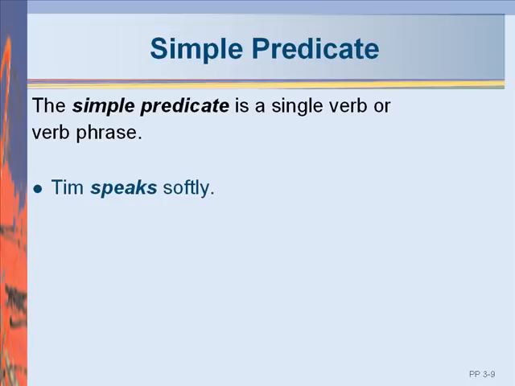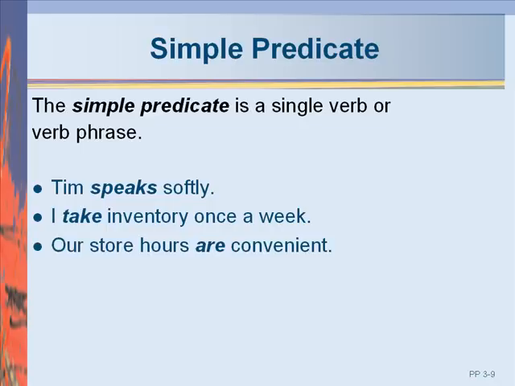In this sentence, Tim is a simple subject, and what's Tim do? He speaks. And how does he speak? Softly, and softly then would be an adverb. The simple subject in this sentence, guess what it is? It's at the beginning of the sentence. It's I. What do? I take. Take is a simple predicate.